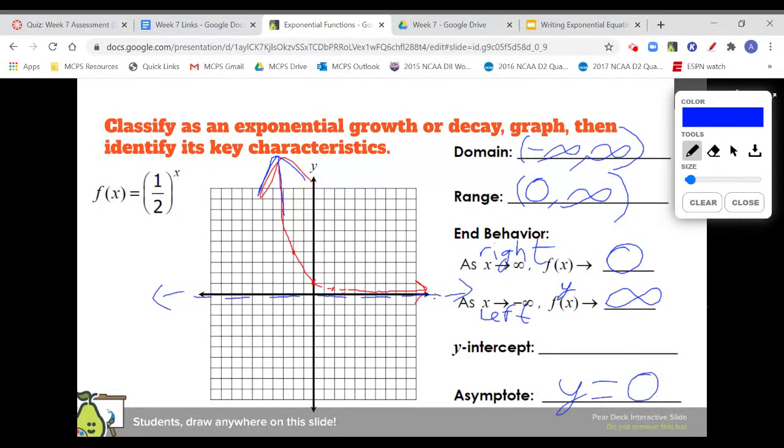Okay, and then last but not least, y-intercept. Once again, I can find that on the graph. I'm looking here. It is, in fact, the same y-intercept. So the y-intercept is (0, 1).